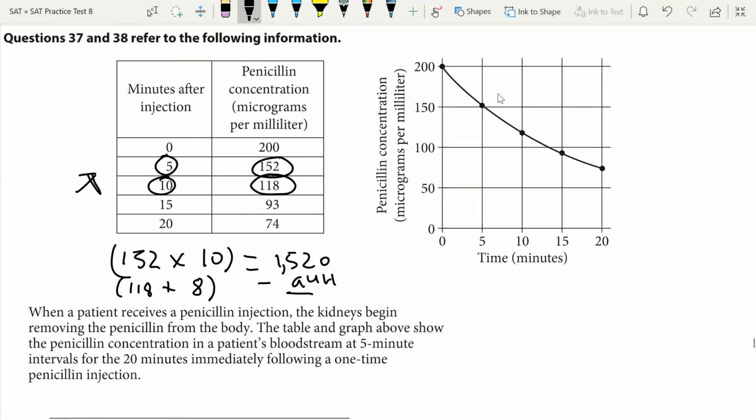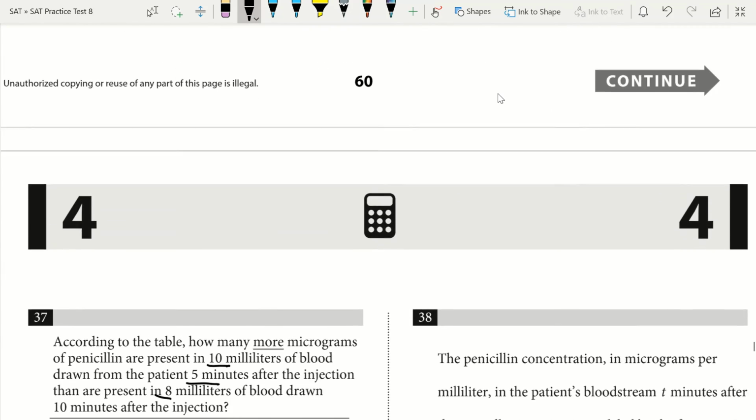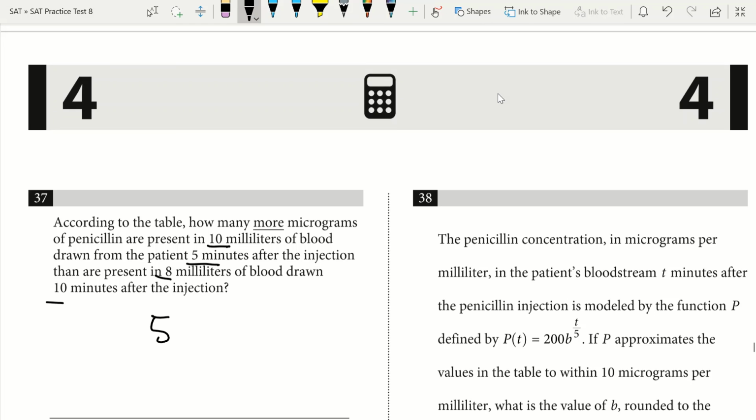Now what I'm going to do is subtract that 944 from 1520. So I got 1520 minus 944. And that's going to give me 576, and that will be the difference, right? That's how much more is contained in that first given set than the other set. So our answer is going to be 576.